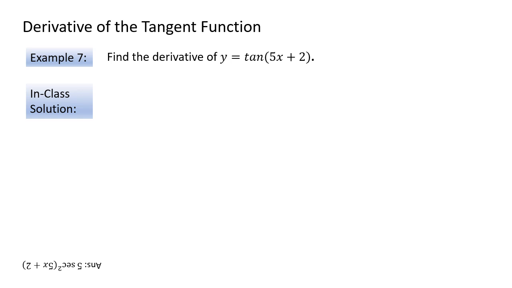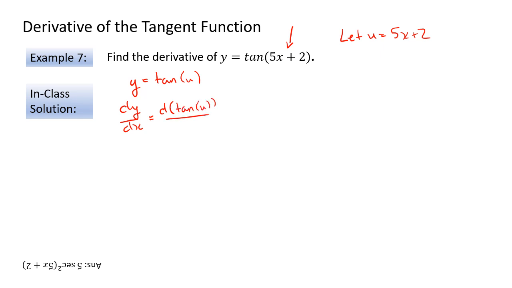So find the derivative of y equals tan of 5x plus 2. Okay, so we know that first of all, this is not just x. Okay, so we're going to have to let u equal 5x plus 2. So our function becomes y equals tan of u. So using the chain rule, dy by dx is equal to the derivative of tan u with respect to u, times the derivative of the function u with respect to x.